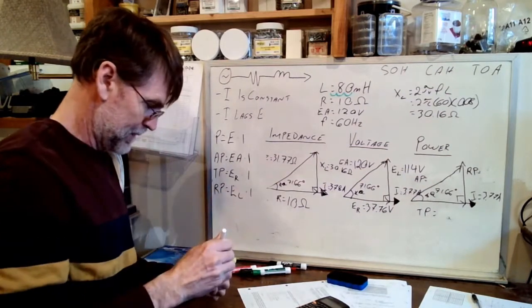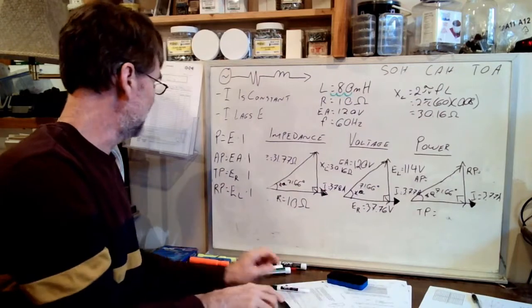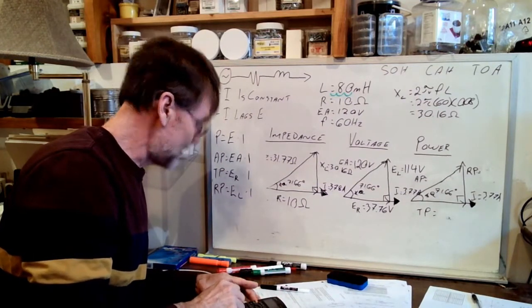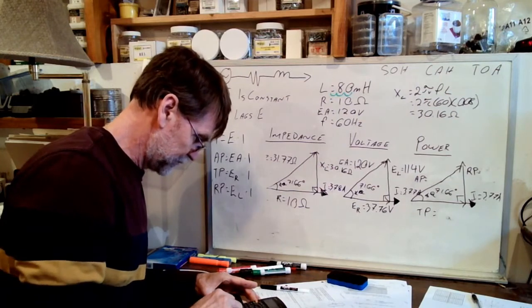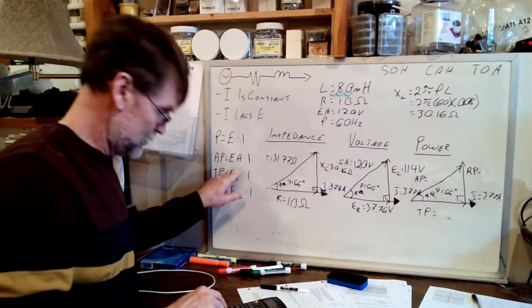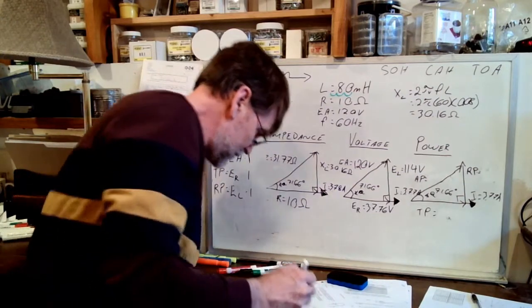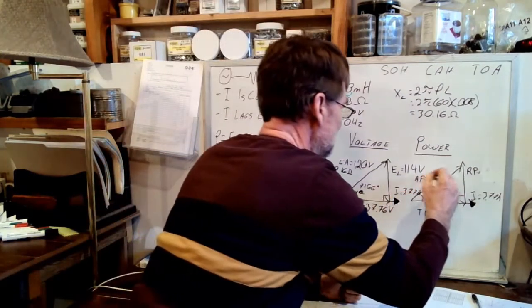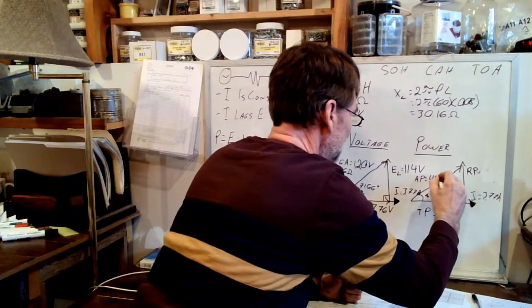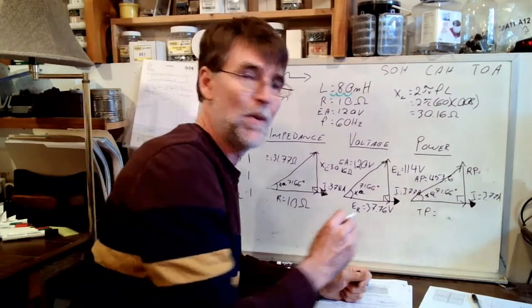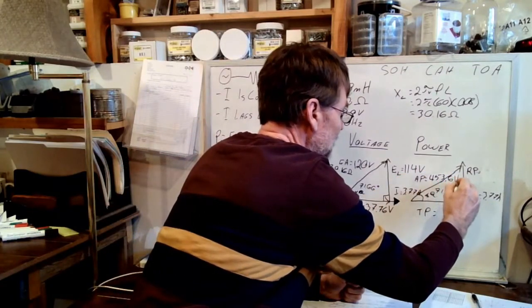So let's throw these in our calculator, see what we get. So I is 3.78 amps times 120 volts equals 453.6. So that's the apparent power, 453.6. And what's the units for this? Apparent power is volt amps.